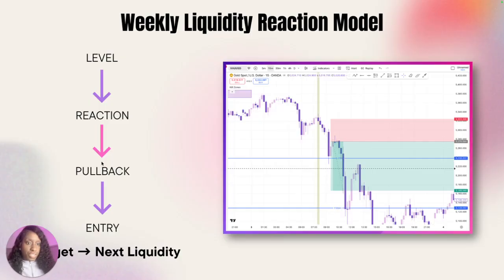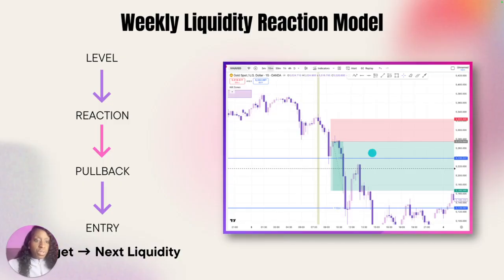After the reaction, price will usually pull back. As you see, it pulled back right here. So the sequence I'm following is very simple. You mark your key levels, wait for a reaction, a pullback, and then entry. You wait for a reaction, it broke below, then it pulled back, and then we enter on a continuation. And once I'm in the trade, my target is usually the next area of liquidity.